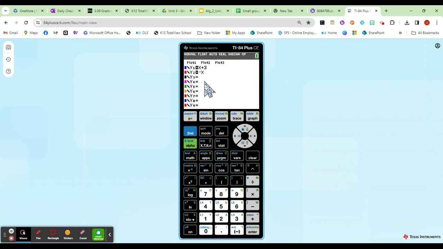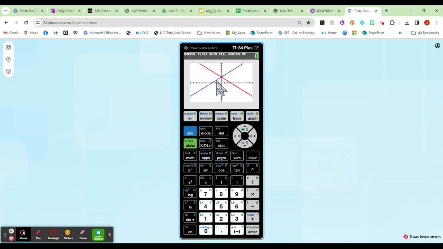Let me go back and change it. Let me change this one to... you think for a minute. Let's graph it. Okay, so they do intersect. So I just made some equations up.